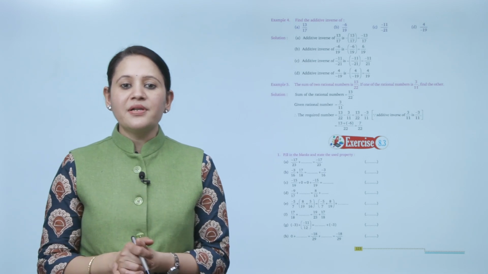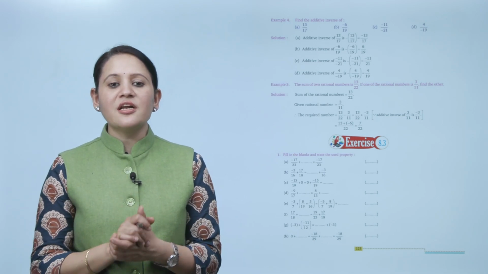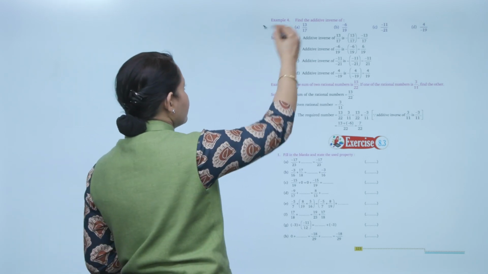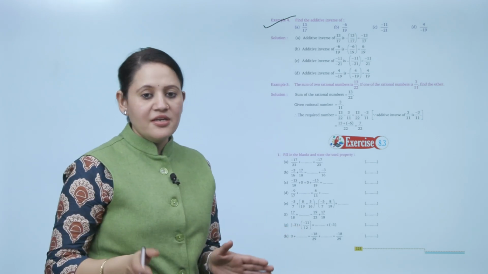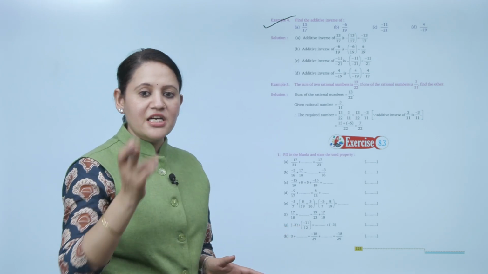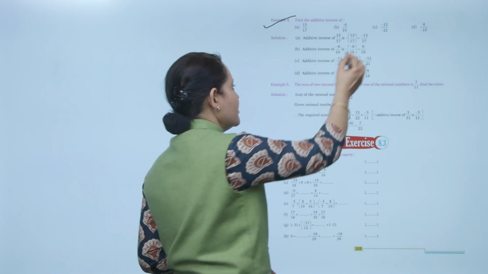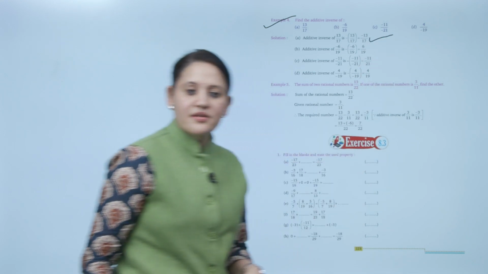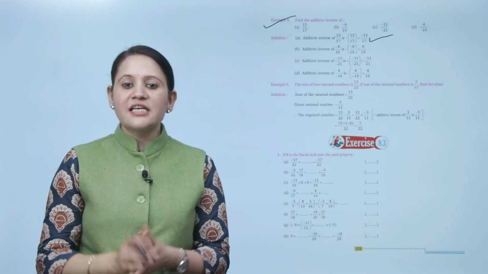Now we'll take an example. Find the additive inverse of 13/17. So 13/17 is a positive number, so the additive inverse will have a negative sign: -13/17. Clear. Next is exercise 8.3.